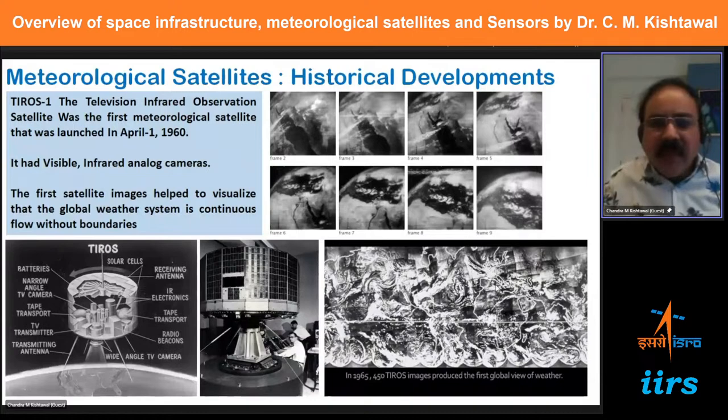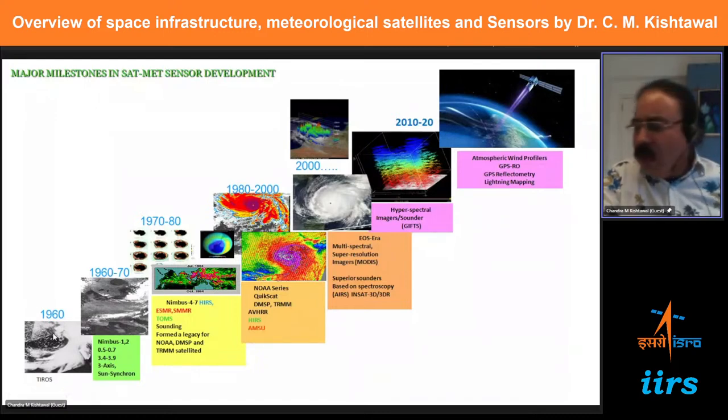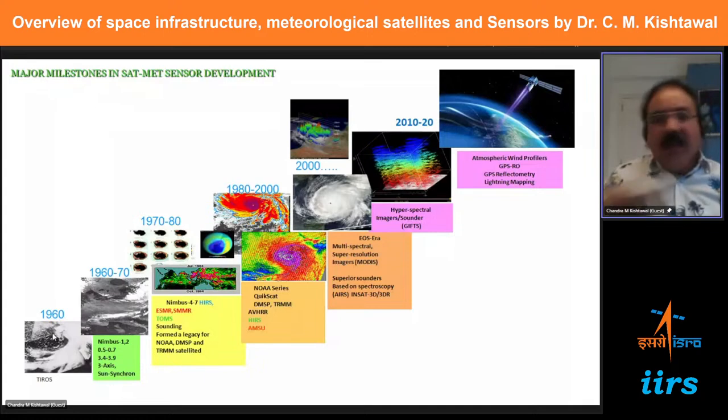When we are measuring the winds, for example, this is the development of the satellite sensors from 1960 onwards. So in 1960, this was just a camera, a television camera. You might have seen old generation pictures, like black and white pictures. So it was like that only.